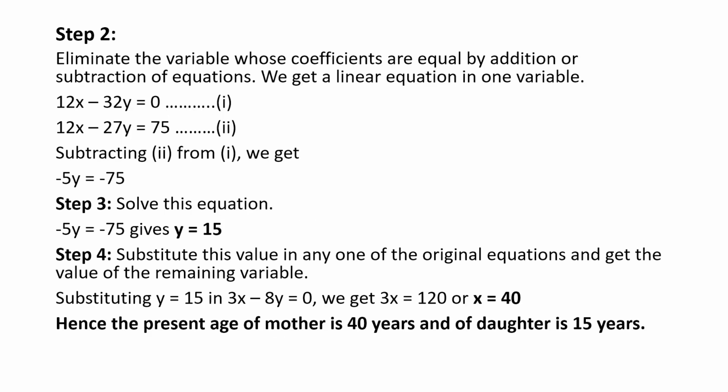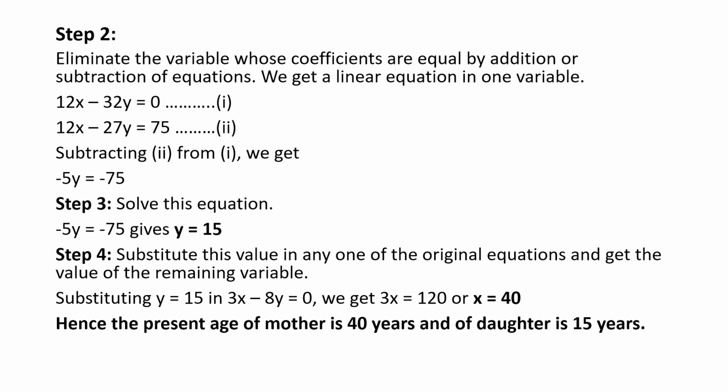In the second step, we eliminate the variable whose coefficients are equal by either addition or subtraction of equations. Hence we get a linear equation in one variable. Means now we are having these two equations with 12x and 12x, so we subtract equation 2 from equation 1. Then what do we get? We are simply reversing the sign. So we get minus 32y plus 27y, which gives minus 5y is equal to 0 minus 75, which is minus 75. Now in step 3 we just solve this equation. So what we get is y is equal to 15.